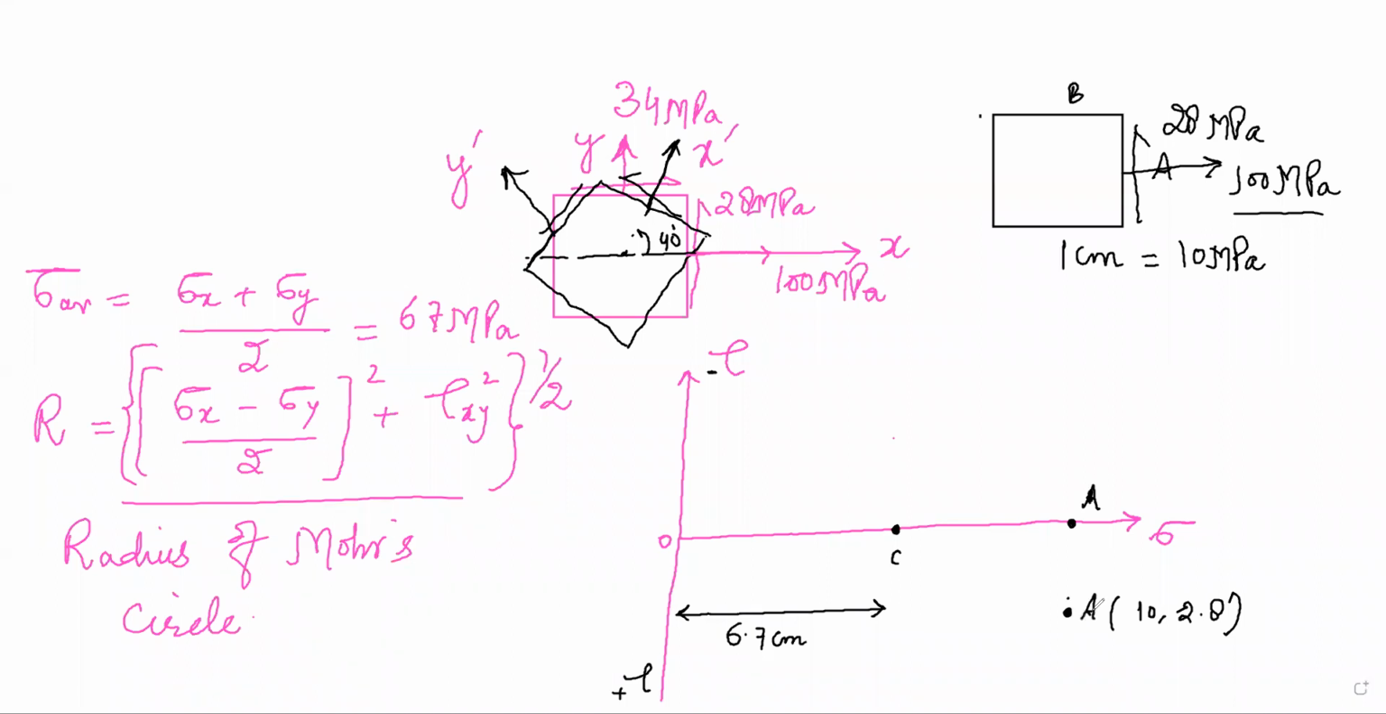Now let's go to the stress distribution on face B. On face B, we have a normal stress of 34 megapascal, that is 3.4 centimeter. The sense of rotation of shear stress is clockwise, therefore it will be taken as negative. Therefore, along the sigma axis, first of all, we'll move 3.4 centimeter, and along the negative tau axis, we'll move a distance of how much? 2.8 centimeter. So that will be somewhere here, and we'll call this point B with coordinates equal to how much?